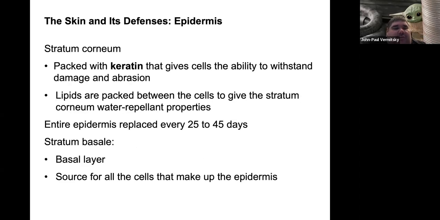So the stratum corneum, which is the outermost layer of the skin, is packed with keratin. And this actually gives the cells the ability to withstand damage and abrasion. It's a very tough protective barrier. And the keratin is very tough for certain bacteria or fungal species to break through. And as you'll see, most infections of the skin that originate as either bacterial or fungal usually have to be introduced due to damage to the skin, either a cut, a surgical site, something like that. Lipids are packed between the cells to give the stratum corneum a water repellent property.